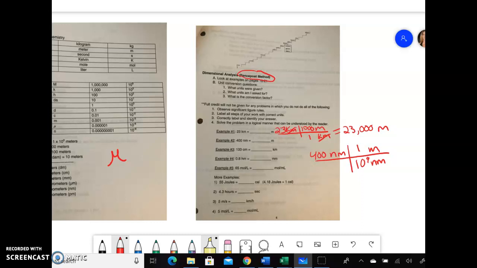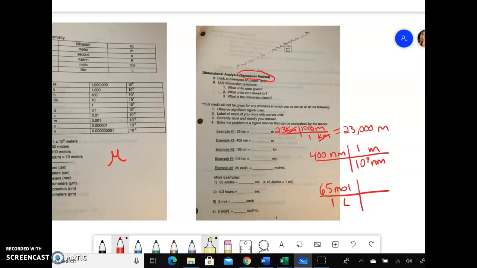Let's take a look at example number 5. So this one says we have 65 moles per liter. And you do have to be careful when you have a fraction as a unit, you have to split it up on the fence because really what that's telling you is a ratio that you have 65 moles for every 1 liter. But they want the units to be in moles per milliliter.